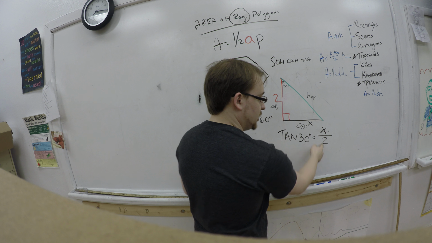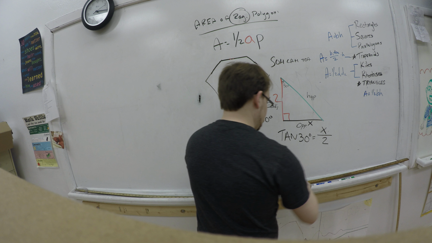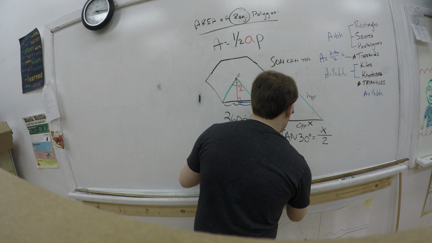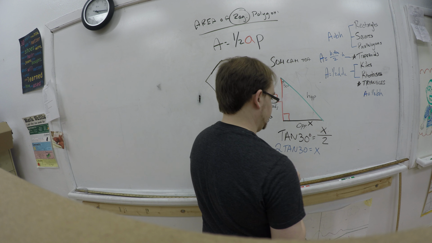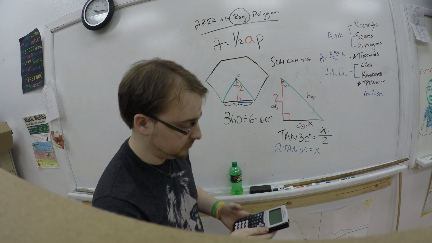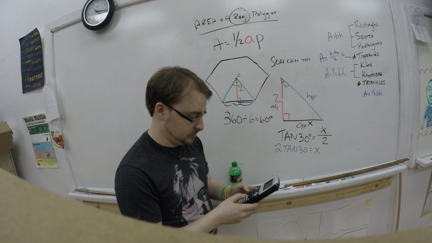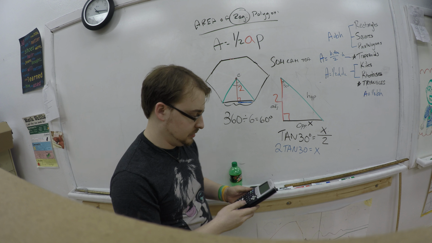Now we solve. How do we get the 2 over here? Multiply by 2. So now we have 2 tangent of 30 equals x. Plug that in your calculator and find out what x is. 2 tangent of 30 equals what?